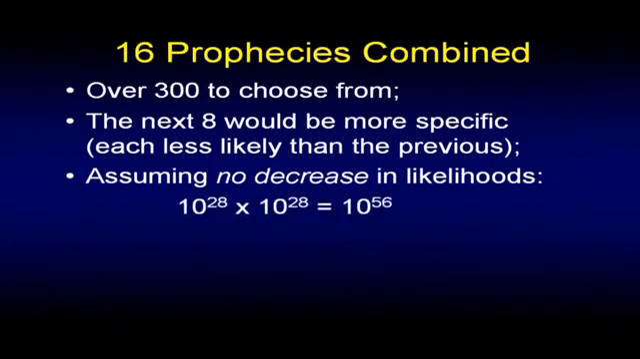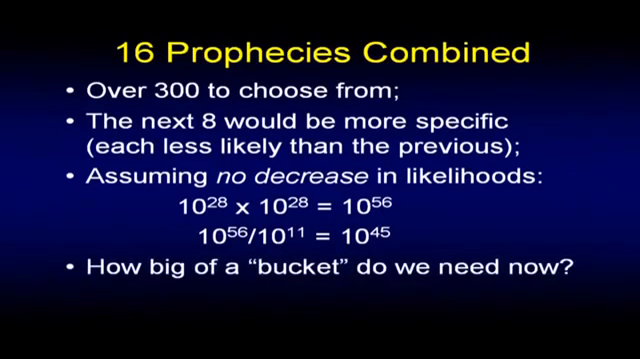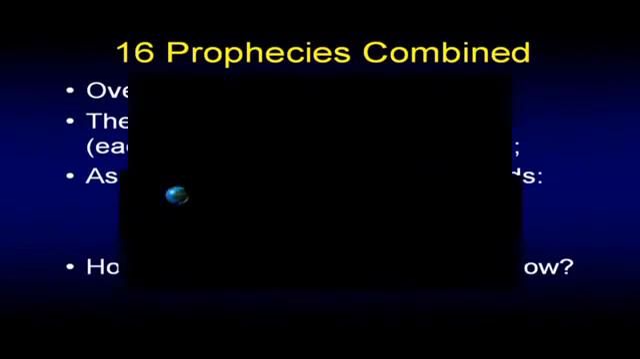I now have 10 to the 28th times 10 to the 28th, right? So that's 10 to the 56th. I've got to divide that by the 10 to the 11th of all the people who've lived. So that means I now have a problem of communicating to you 1 chance in 10 to the 45th. That is a really big number, okay? So I need to create a bucket with 10 to the 45th silver dollars in it. How big is that bucket? It's more than the state of Texas.